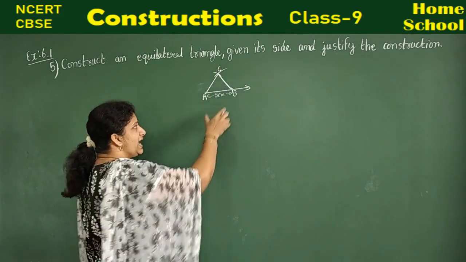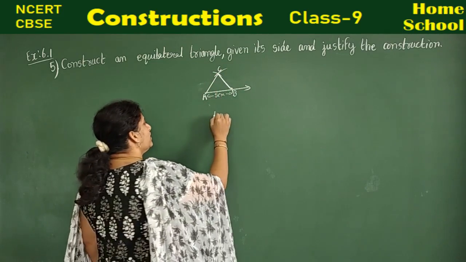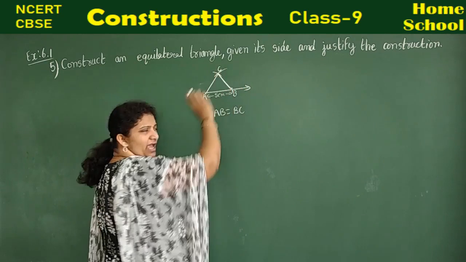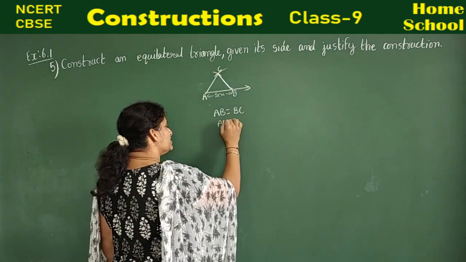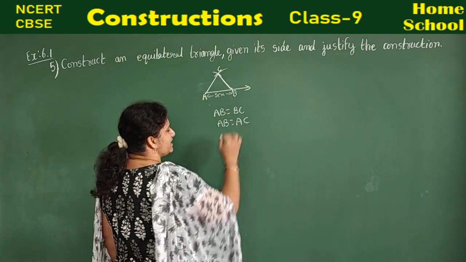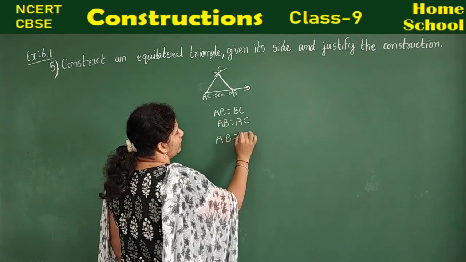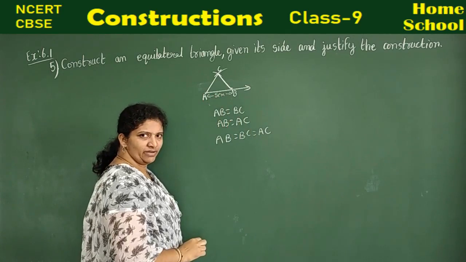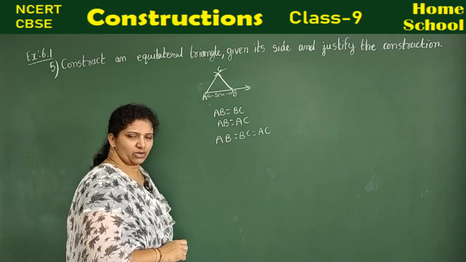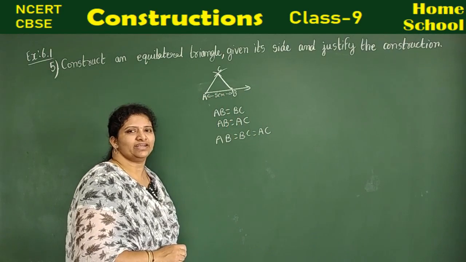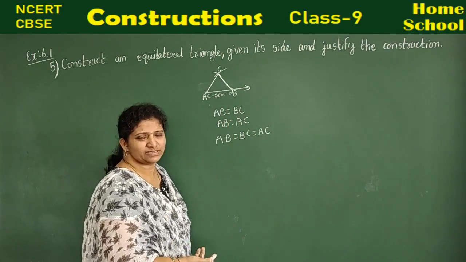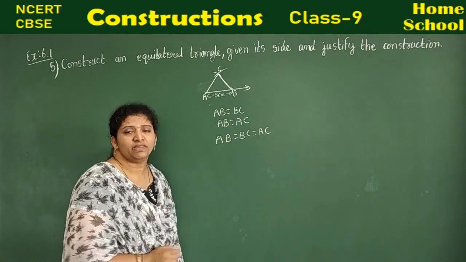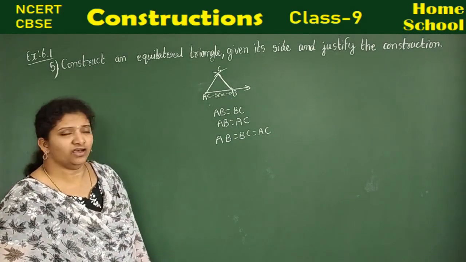Now, how can you say AB is 5 centimeters? AB is equal to BC. Same measurement I have done for BC. And AB is also equal to AC. Finally, AB equal to BC equal to AC. All I have taken is the same measurement. That means all sides are equal. Therefore, it is an equilateral triangle. That is only the simple justification. Write the steps carefully for this problem.